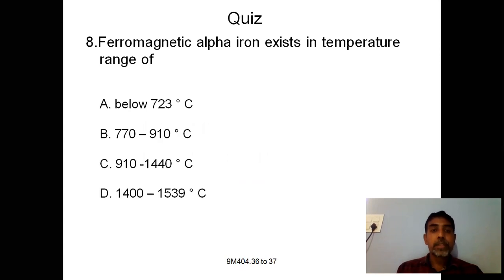See this one. Ferromagnetic alpha iron exists in the temperature range... Ferromagnetic means magnetic. Magnetic alpha iron, what is the range? Just now we discussed 770 is the barrier, so below that you are having magnetic. What is the answer? Below 723. If you speak exactly, it is below 723. But broadly we can say below 770.